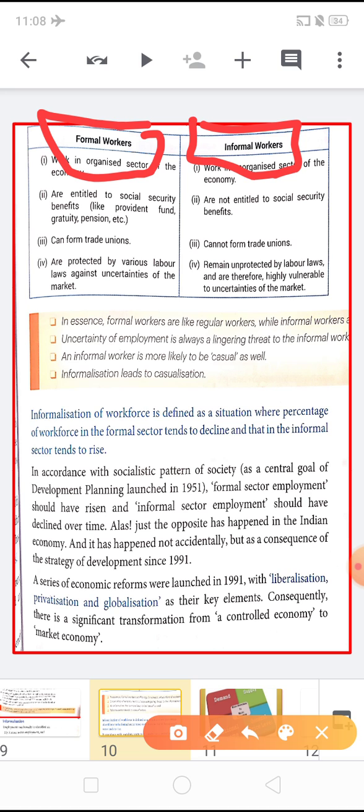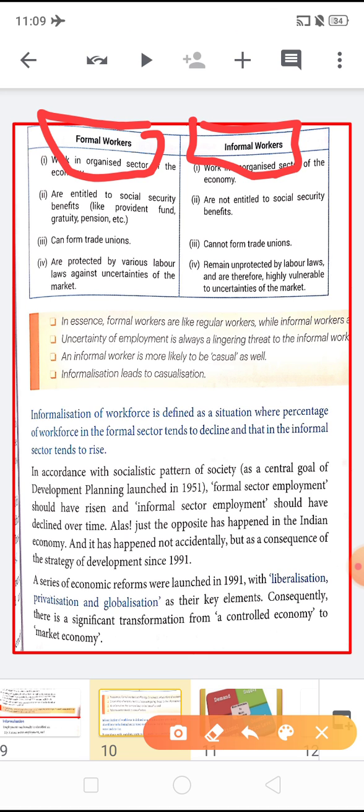Those who are working as formal workers are entitled to social security benefits. Children, formal workers are known as regular workers, and informal workers are considered casual workers. Formal workers are in the organized sector of the economy, and are entitled to social security benefits like the provident fund, the gratuity, the pension, whereas informal workers are not entitled to social security benefits. Formal workers can form trade unions, whereas casual or informal workers cannot form trade unions.